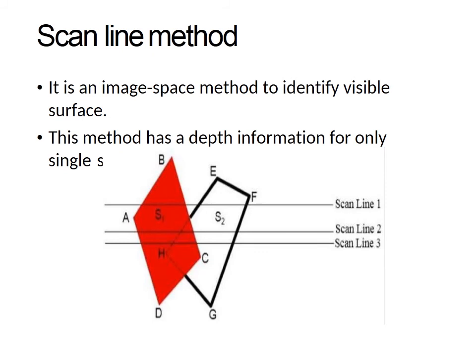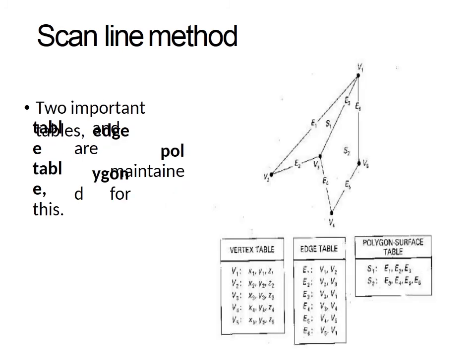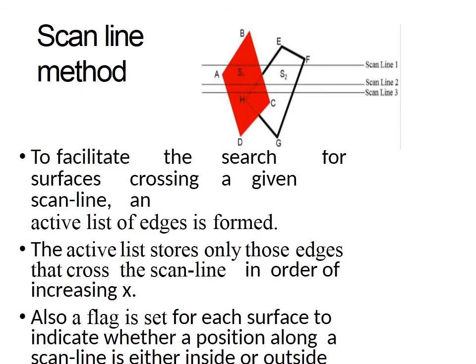The rasterizer maintains an active edge table. Two important tables are the vertex table and the edge table. Polygon surface tables are defined here. A scan line method facilitates the search for surfaces crossing a given scan line. An active list of edges is formed. The active list stores only those edges that cross the scan line, in order of increasing X.